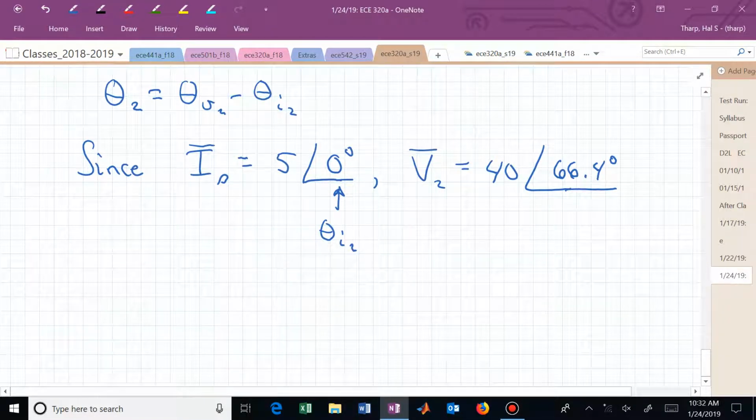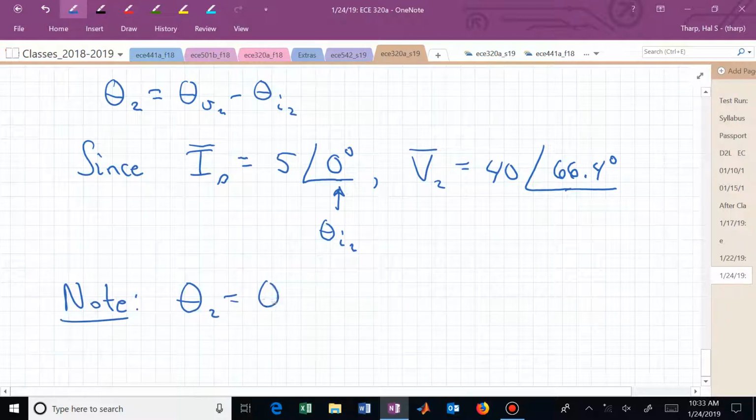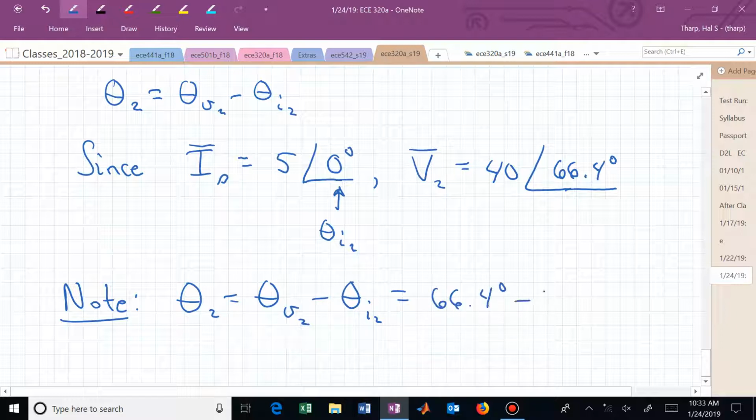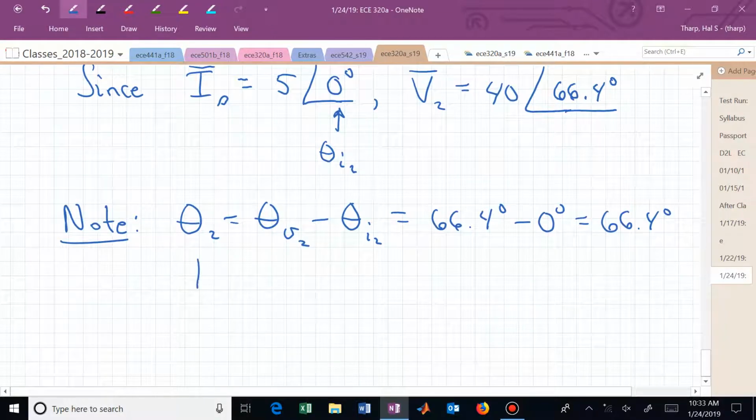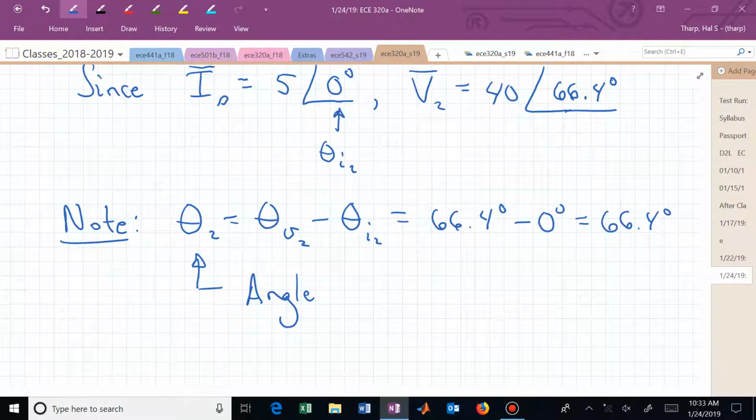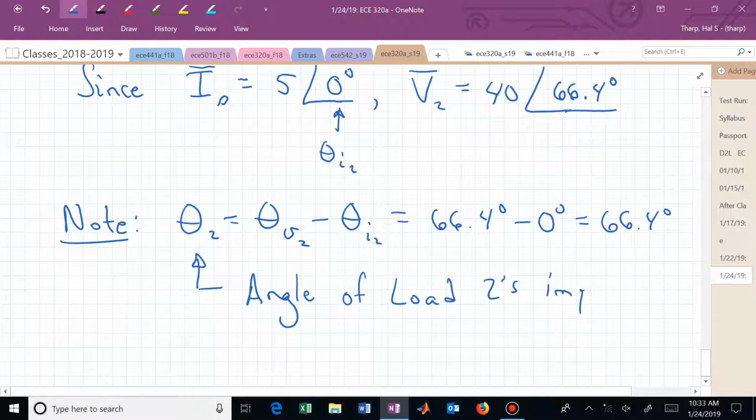And this theta sub 2, as we just said above, that's theta sub V minus theta sub I. That's 66.4 degrees minus 0 degrees equals 66.4 degrees. But theta sub 2 is our angle. That's the difference between the voltage phasor's angle and the current phasor's angle. Well, that's just the angle of our impedance. So this is now the angle of load 2's impedance.